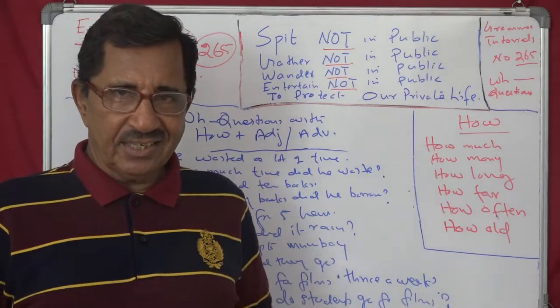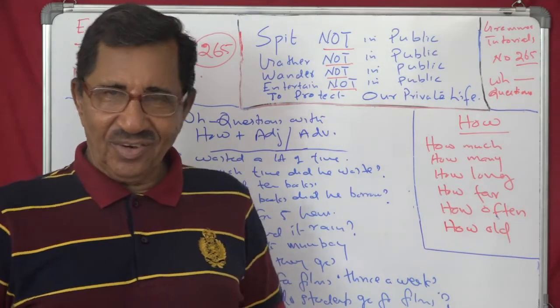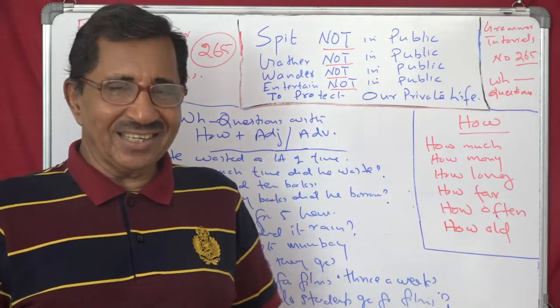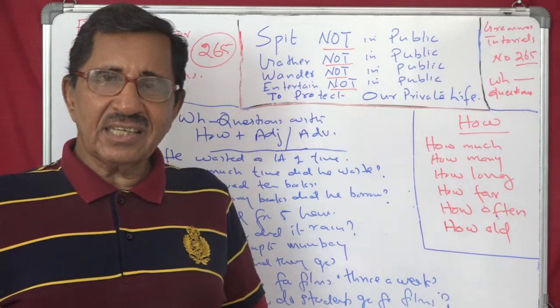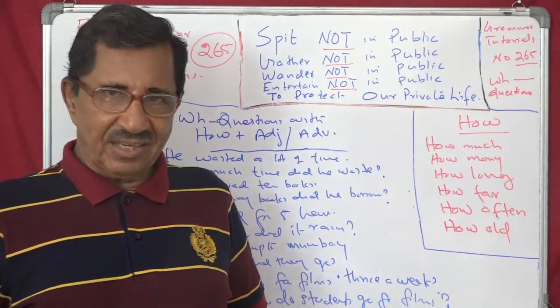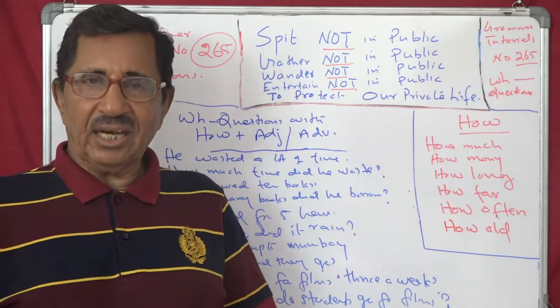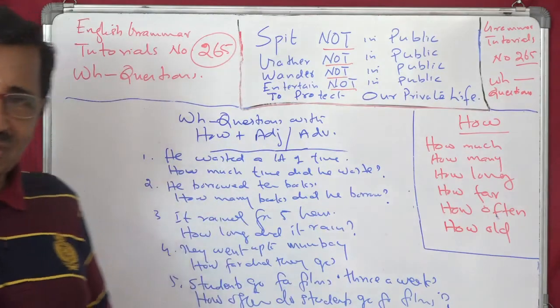And the next one you hear every day: how old are you? How old is he? How old am I? How old are you? How old is she? How old are they? That we do not know. So this is how how combines with adjectives and adverbs to form questions from declarative sentences.